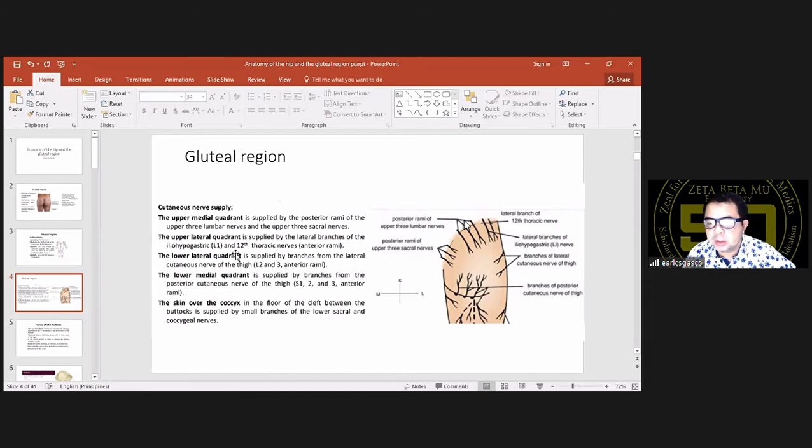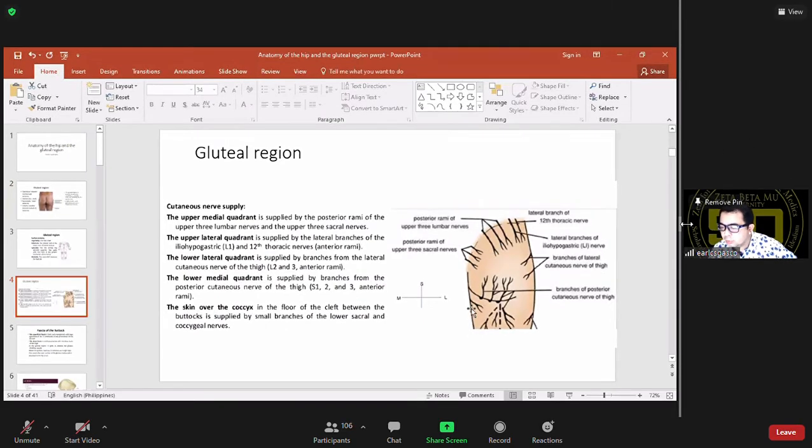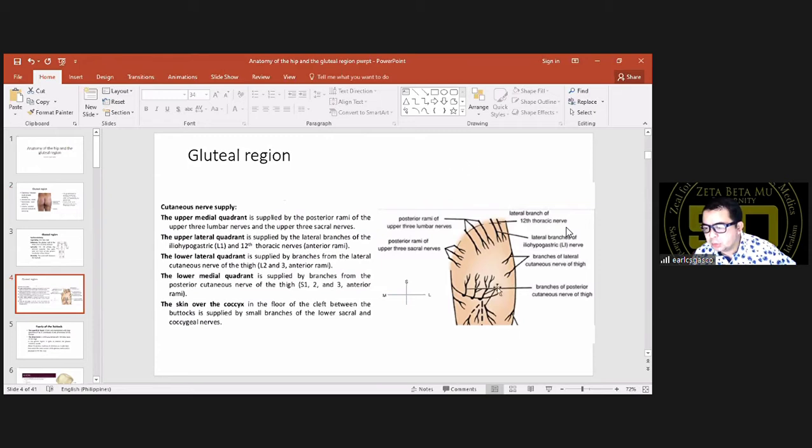There's an image there. The upper medial quadrant is supplied by the posterior rami of the upper three lumbar nerves and the upper three sacral nerves. So for your orientation, this is your medial aspect, this is your cleft, this is your lateral aspect, this is your superior, this is your inferior. The upper medial quadrant is supplied by the posterior rami of the upper three lumbar nerves and the upper three sacral nerves.